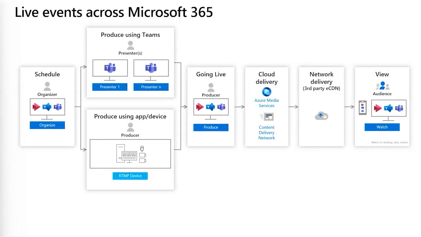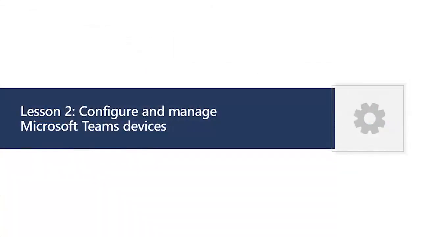What are the different ways, or different apps in use in Microsoft 365 when we're producing live events? Well, the organizer can schedule the event in Stream, Yammer, or Teams. We can produce right from within Teams or with a third-party device, so an RTMP device, that's real-time messaging protocol. To go live, we have a producer role. Again, that producer can work in Stream, Yammer, or Teams. For cloud delivery, we can take advantage of Azure Media Services or a content delivery network, possibly a third-party CDN provider. And then the audience can watch using Stream, Yammer, or Teams.